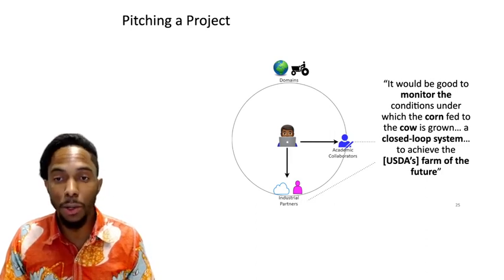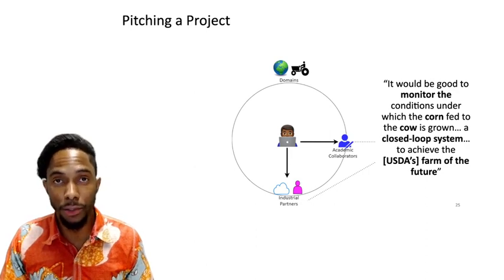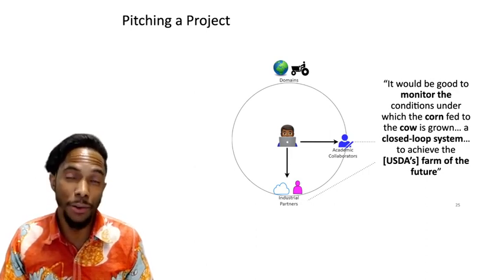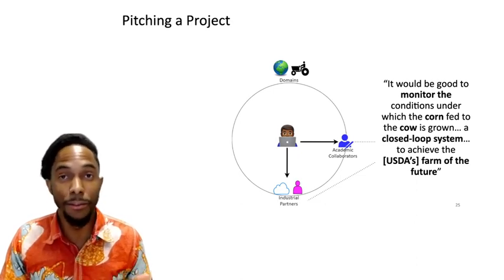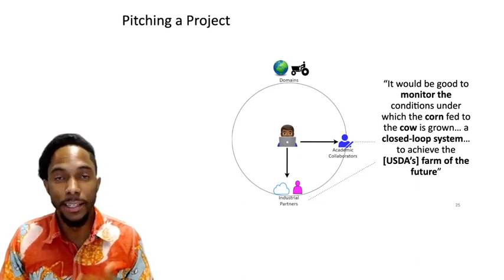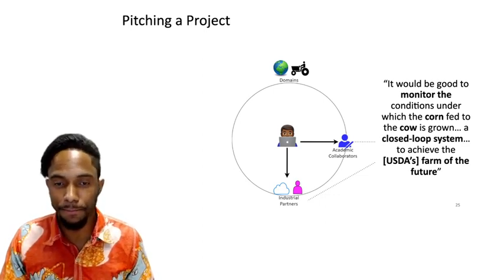Together, we charted technical goals that are more aligned with networking. For instance, it would be good to monitor the conditions under which corn fed to a cow is grown. We can also monitor the cow itself, and then any manure coming from the cow can be sent back to the field. This, in a sense, creates a closed-loop system to achieve the farm of the future.